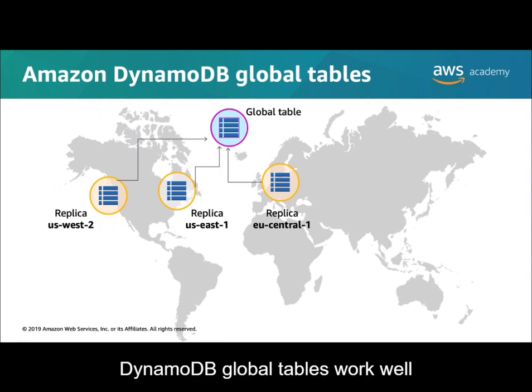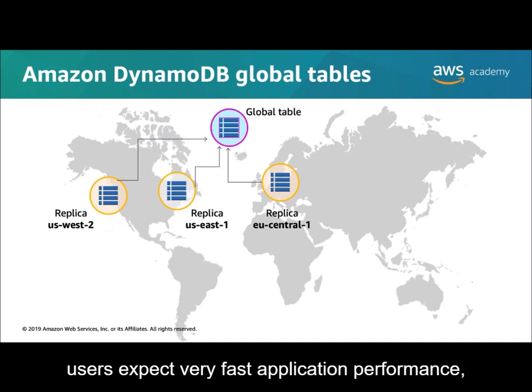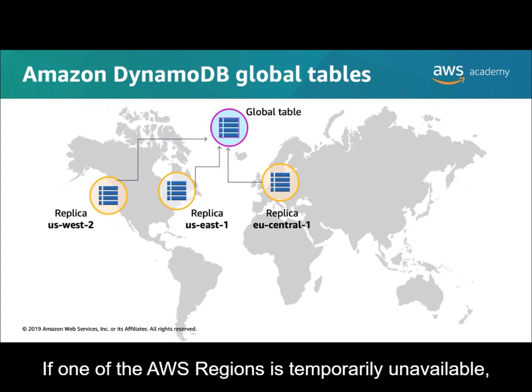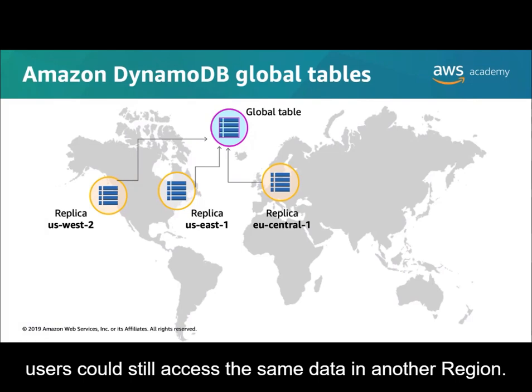DynamoDB global tables work well for massively scaled applications that have globally dispersed users. In this environment, users expect very fast application performance, which they get by accessing the replica closest to them. If one of the AWS regions is temporarily unavailable, users could still access the same data in another region.